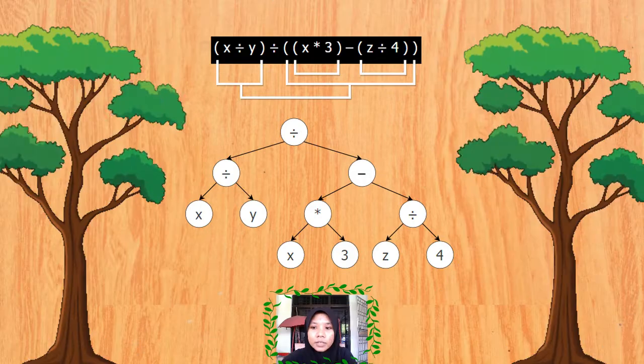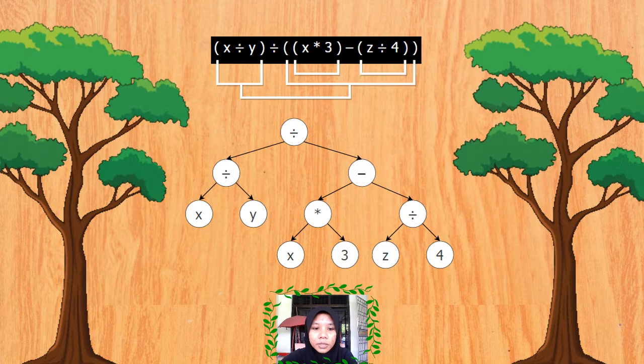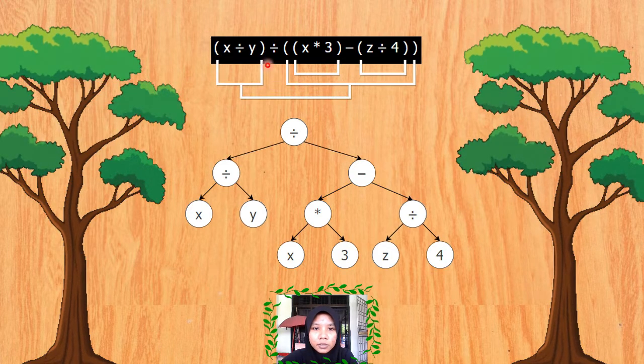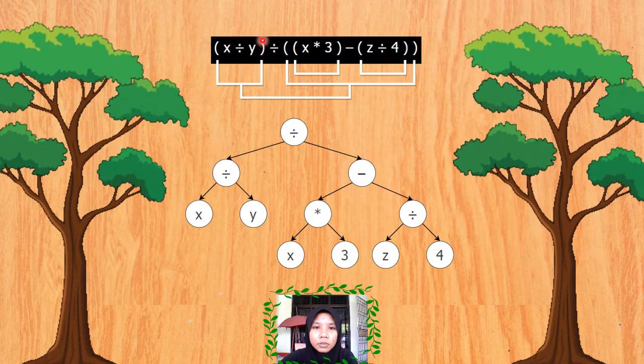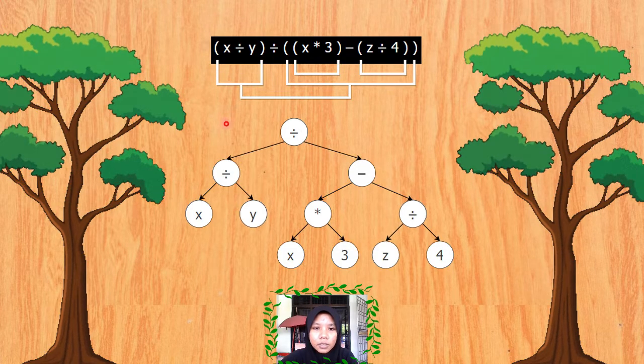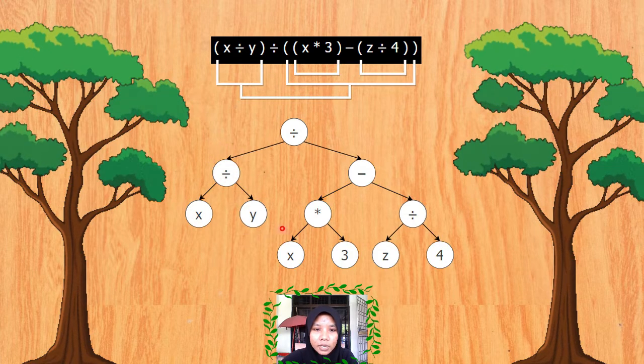Okay, we have another example here. First we need to identify the first priority, which is the bracket. We have one here, and then another big one here, and the inner bracket first, and then the second inner bracket. So we solve the left side first. Division will be the root for x and y. Okay, done with the left side.